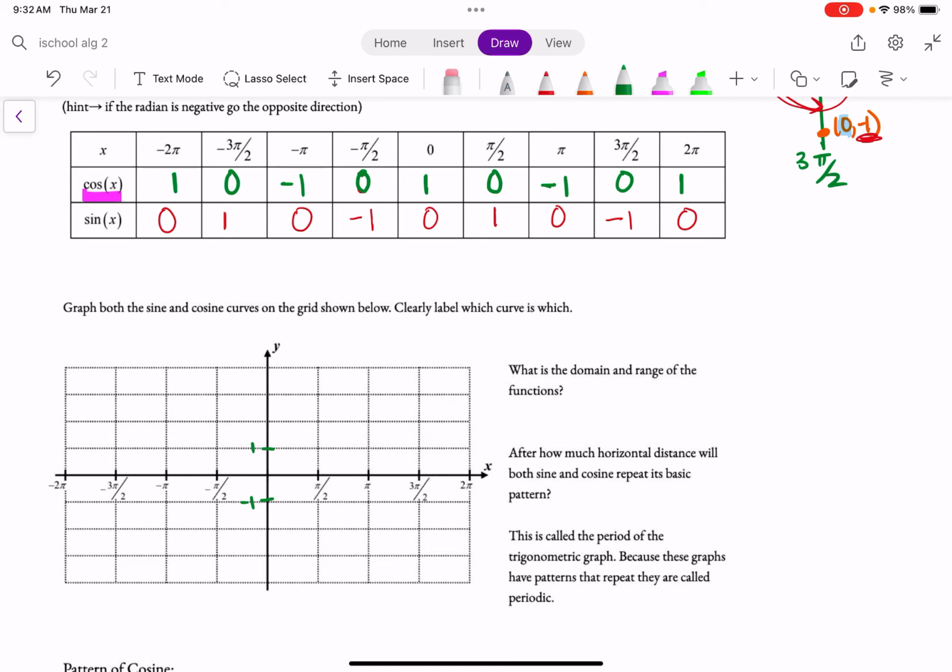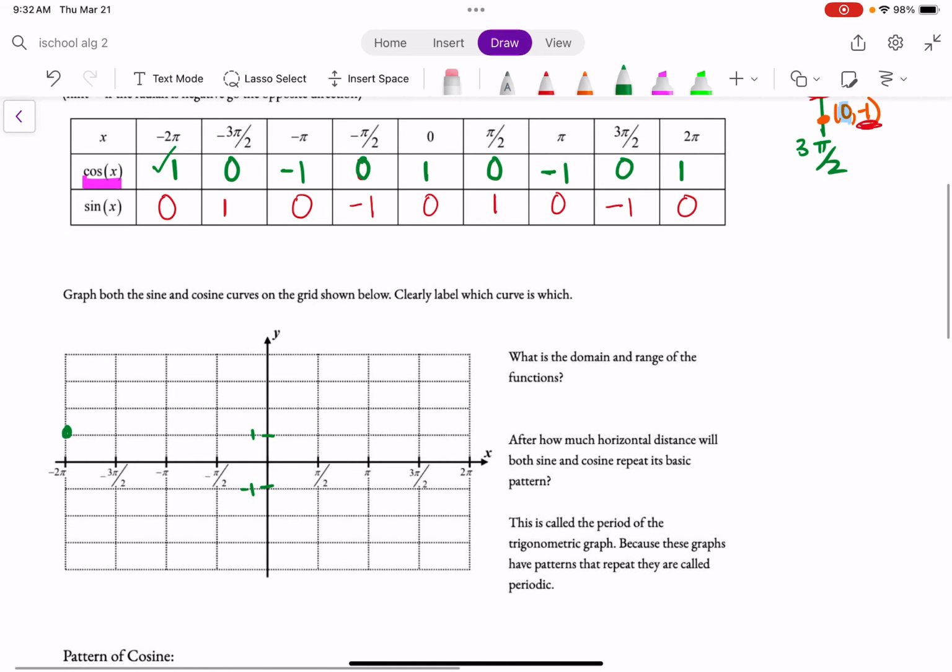So when x is -2 pi, the y value is 1. So here's my first point. When x is negative 3 pi over 2, the y value is 0. When x is negative pi, the y value is negative 1. At negative pi over 2, the y value is 0. At 0, the y value is 1. Then it's pi over 2. At pi over 2, it's 0. At pi, it's negative 1. At 3 pi over 2, it's 0. And at 2 pi, it is 1. So when we connect, we want to make a curve like this.